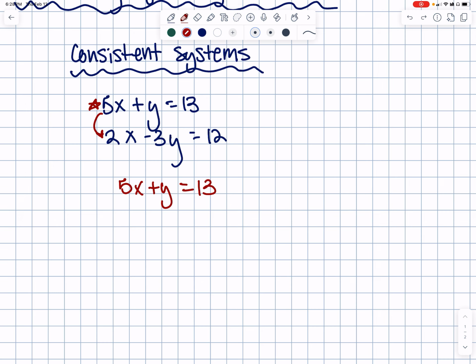And so you see that star? I want you to write that star. You see that arrow? I want you to write that arrow. So we're going to write the equation 5x plus y equals 13. I'm gonna get y by itself. And it's not what we're used to, where y equals 10, y equals 5. No, it's a little different. So I'm gonna get y by itself.